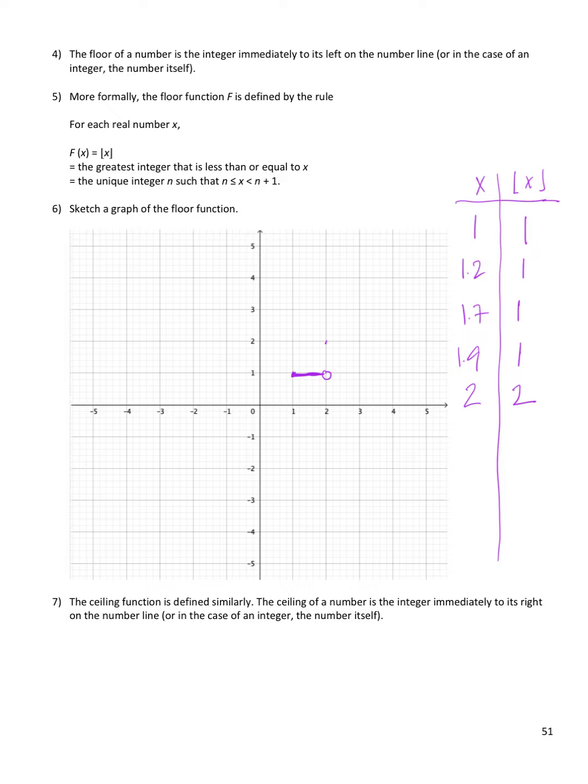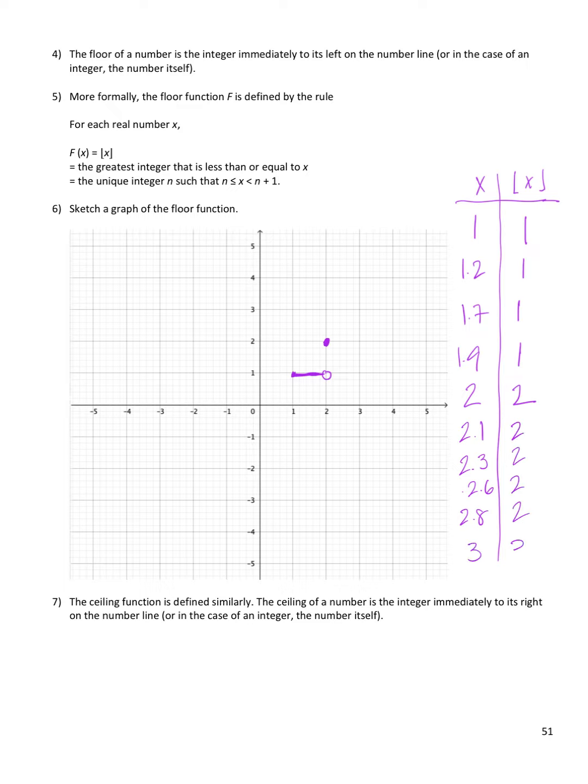So I have to make sure to do the open circle and the closed dot so that this will pass the vertical line test and be a function. Now all the values between 2 and 3, like 2.1, 2.3, 2.6, 2.8, those all get rounded down to 2.